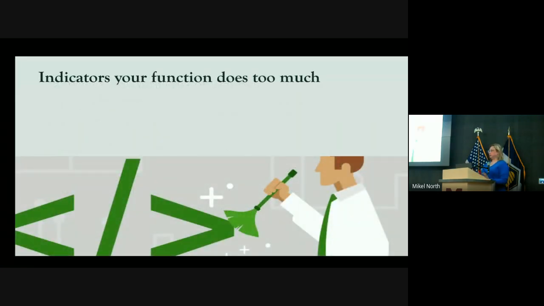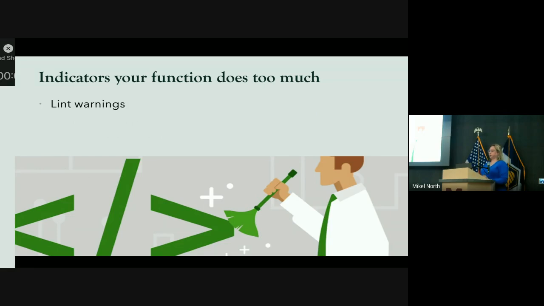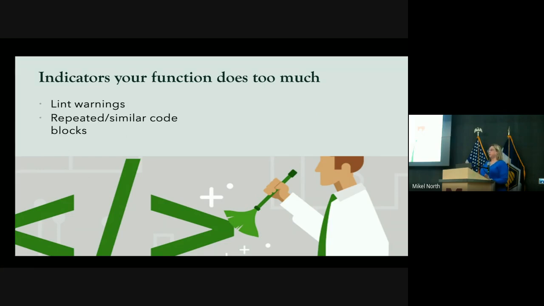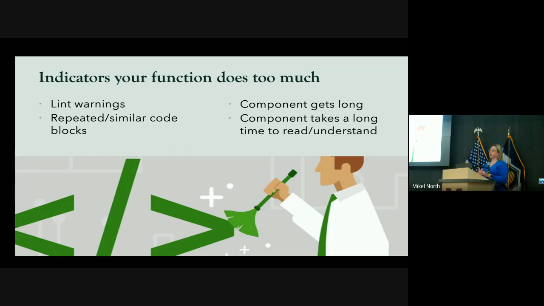Other indicators that you can look for that your function does too much are lint warnings, repeated code, the component gets too long, or it just takes a long time to read and understand. If I'm given a bug to go fix a component that I thought was really good a month ago, and I come back and I'm like, oh, it's not as good as I thought it was, then it's time to refactor. So that is S in solid.